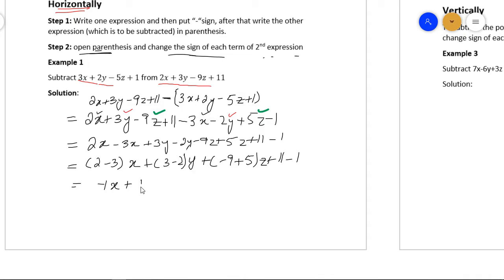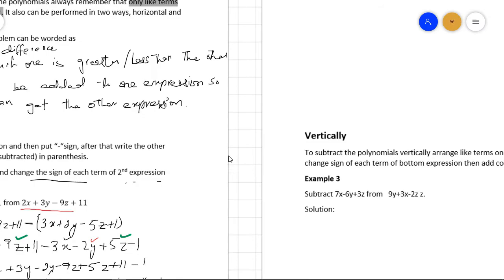3 minus 2 is 1y, plus minus 9 plus 5 is minus 4z, plus 11 minus 1. Now it is minus x plus y minus 4z plus 10. So this is the subtraction. Okay, now going to the next example. Hope you will understand this.